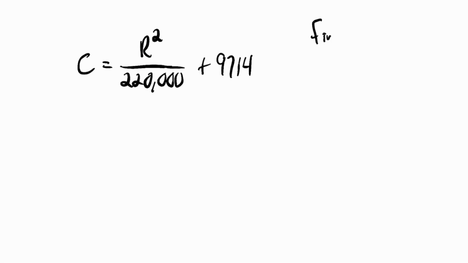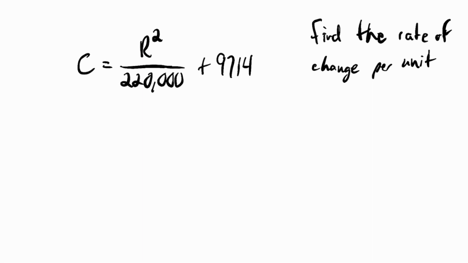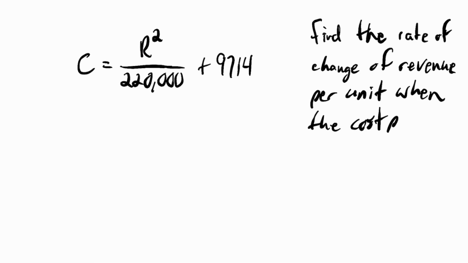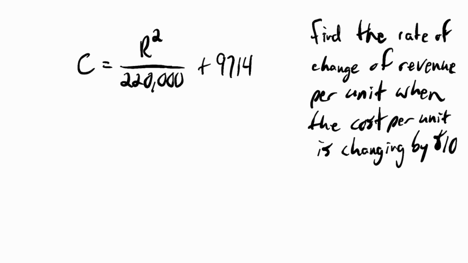And in fact, I'll write that here. Find the rate of change of revenue per unit when the cost per unit is changing by, let's say, $10, and the revenue is, say, 3,000.